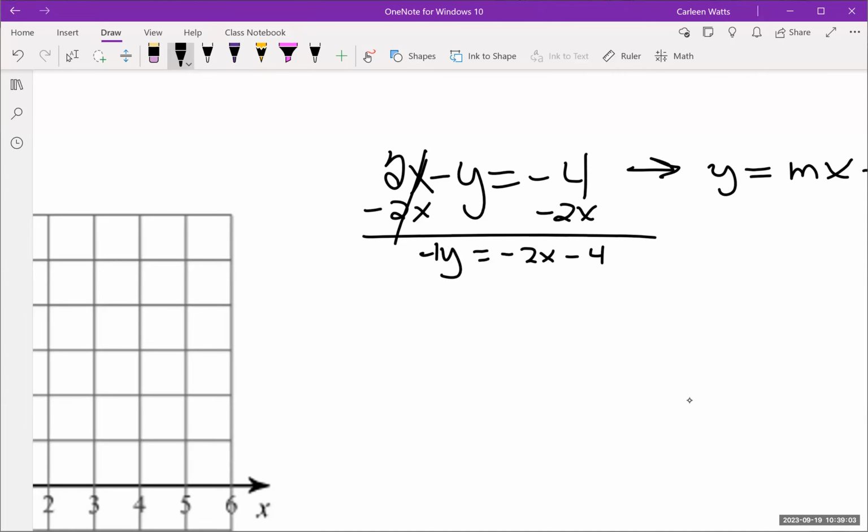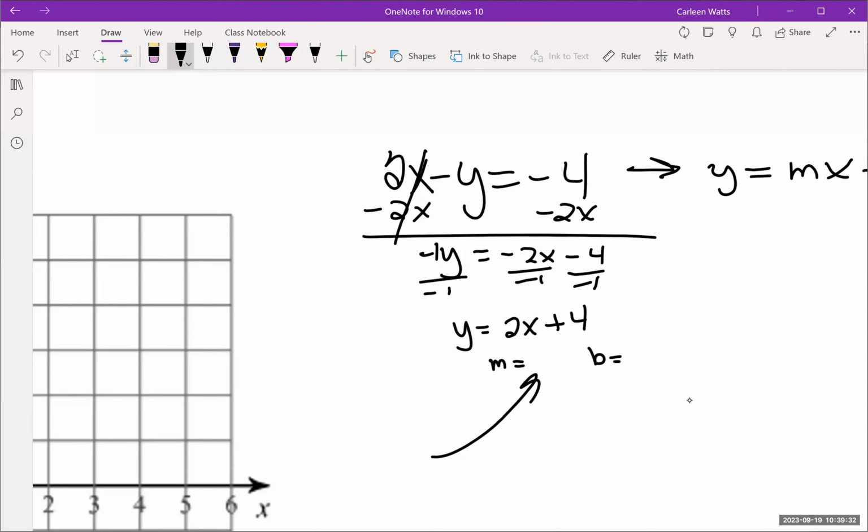Next step. All right, divide by negative 1. Y is equal to, notice we're changing all signs. They actually were all negative. They're all changing to positive. Awesome. Thank you. What is M and what is B? M is what?